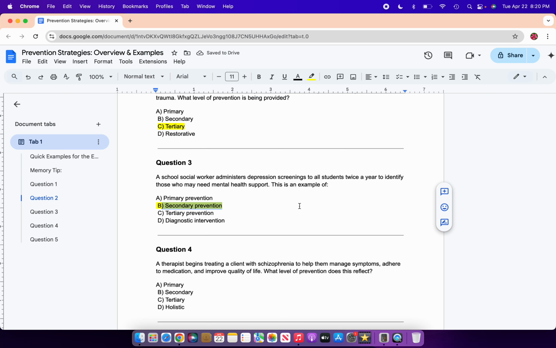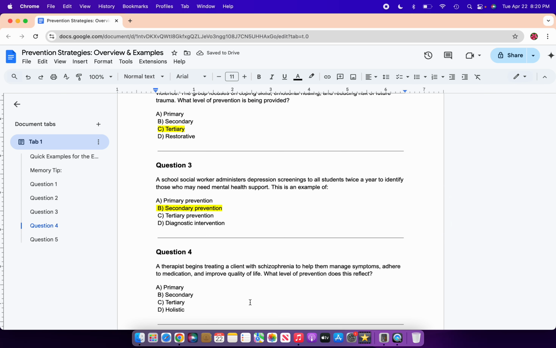Okay, I hope you all are doing well. Let's see question number 4. A therapist begins treating a client with schizophrenia to help them manage symptoms, adhere to medication, and improve quality of life. What level of prevention is this?